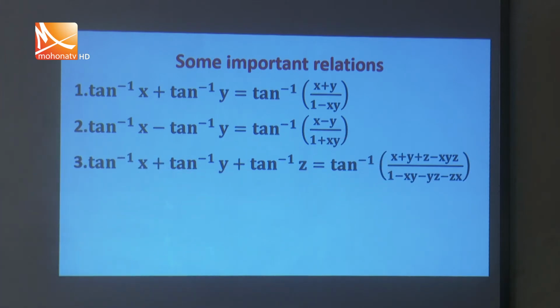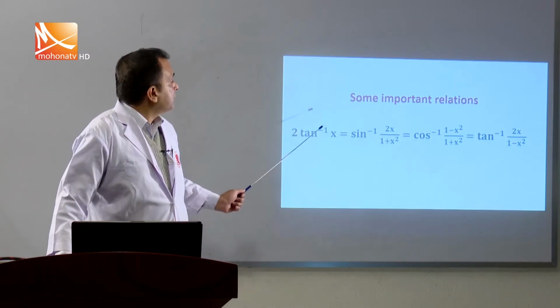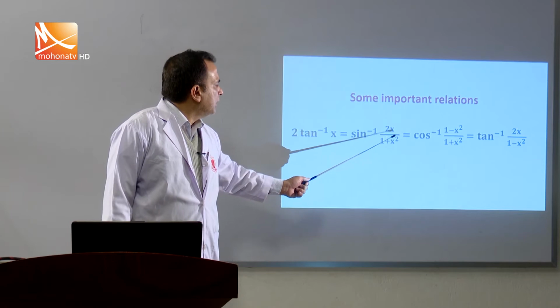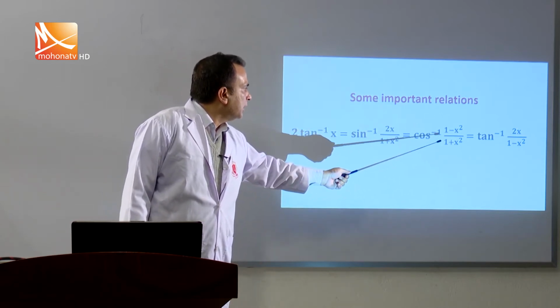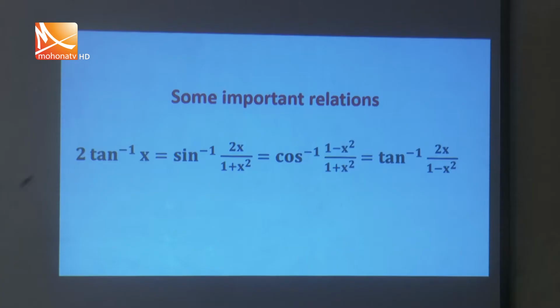Dear student, some more important relations: 2 tan inverse x equals to sin inverse 2x by 1 plus x square, equals to cos inverse 1 minus x square by 1 plus x square, equals to tan inverse 2x by 1 minus x square. Okay, then we are going to the next slide.